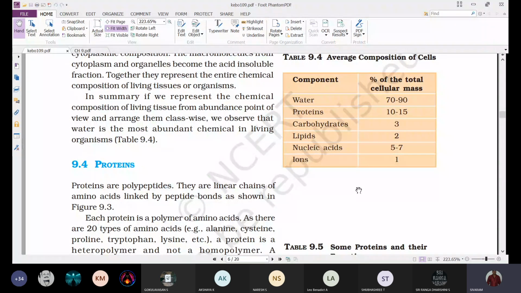That is the chemical composition of different biomolecules that are present in the living cell. The most abundant is water, which accounts for about 70 to 90%. Next, proteins, which range from 10 to 15. Next, carbohydrates, which range up to 3, and lipids, up to 2%. The nucleic acids range from 5 to 7%, and ions are around 1%. That is the chemical composition of different biomolecules present in living organisms.